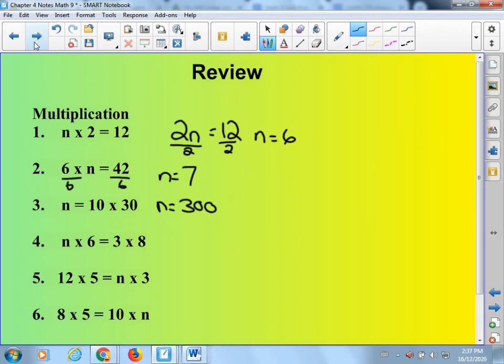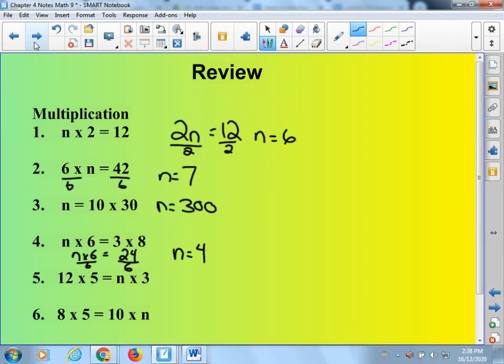N times 6 is equal to 3 times 8. So I'm going to start by simplifying the side that I had both answers to. So 3 times 8 is 24. So n times 6 is 24. The opposite of multiplying by 6 is dividing by 6. What I do to one side, I do to the other. N is equal to 4.